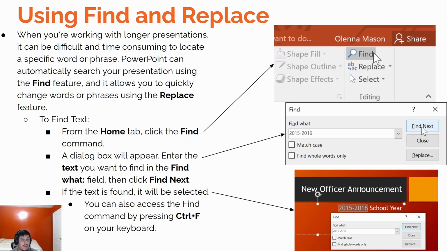So basically, when working with longer presentations, it is difficult and time consuming to locate a specific word or phrase. PowerPoint can automatically search your presentation using the find feature. It also allows us to quickly change words or phrases using the replace feature. To find text from the Home tab, we click the Find command. Then a dialog box will appear. Enter the text we want to find in the Find What field, then click Find Next. If the text is found, it will be selected, and we can also access the Find command by pressing Ctrl F on our keyboard, right?